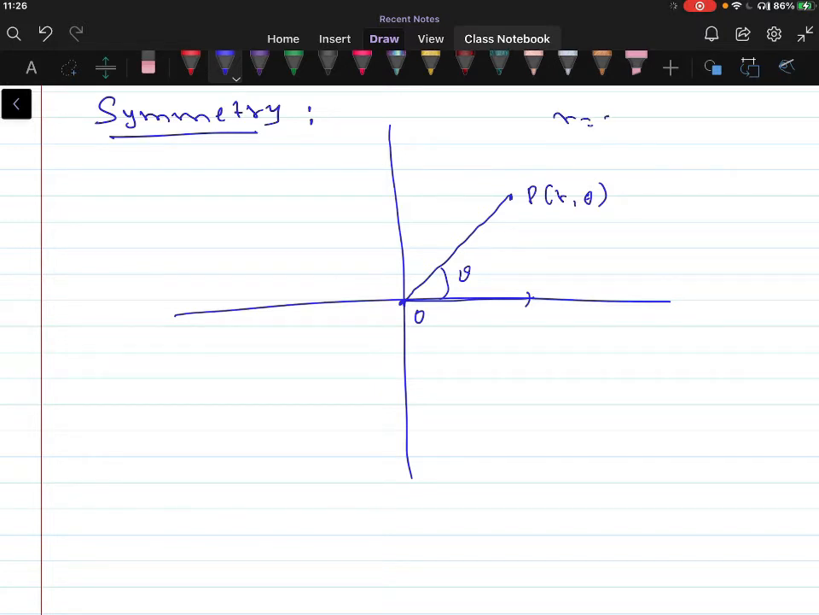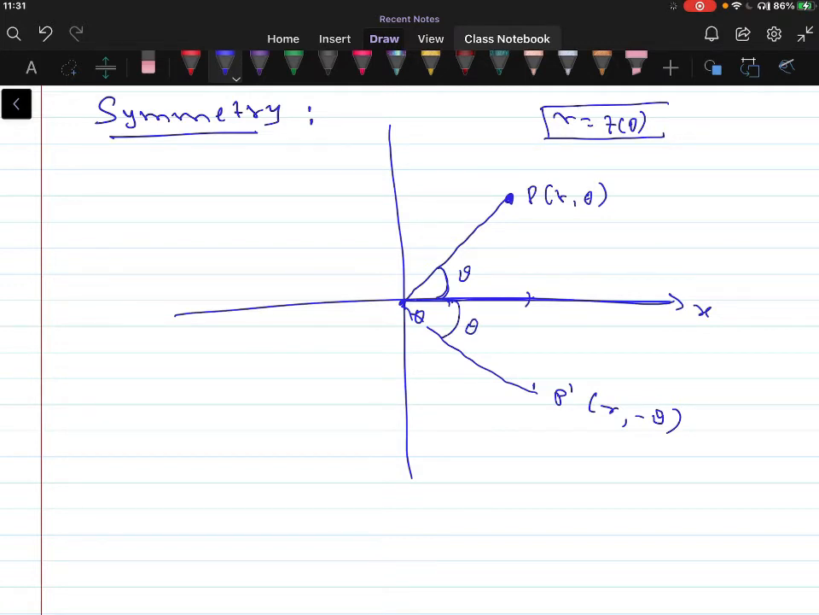Suppose r equal to f of theta is a polar curve. So when is this polar curve symmetric about the x-axis? Take the mirror image of the point P, that is P dash. This point is r comma minus theta. This is theta, and this is also theta. Theta is measured clockwise, that is negative, so this point represents r comma minus theta.